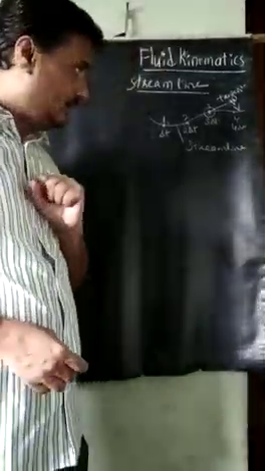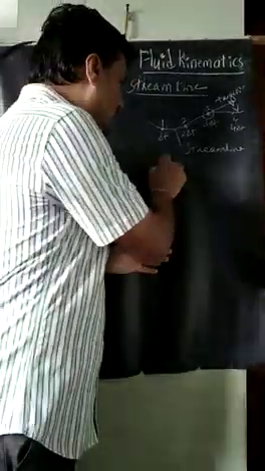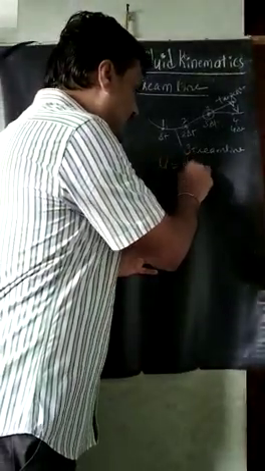We know that here u is what here now? u is dx by dt. Means what?